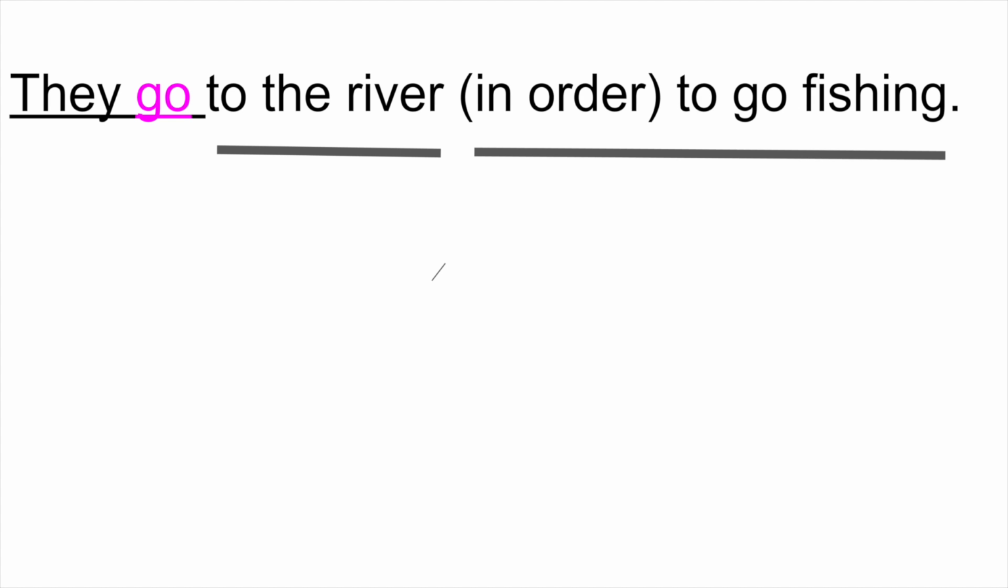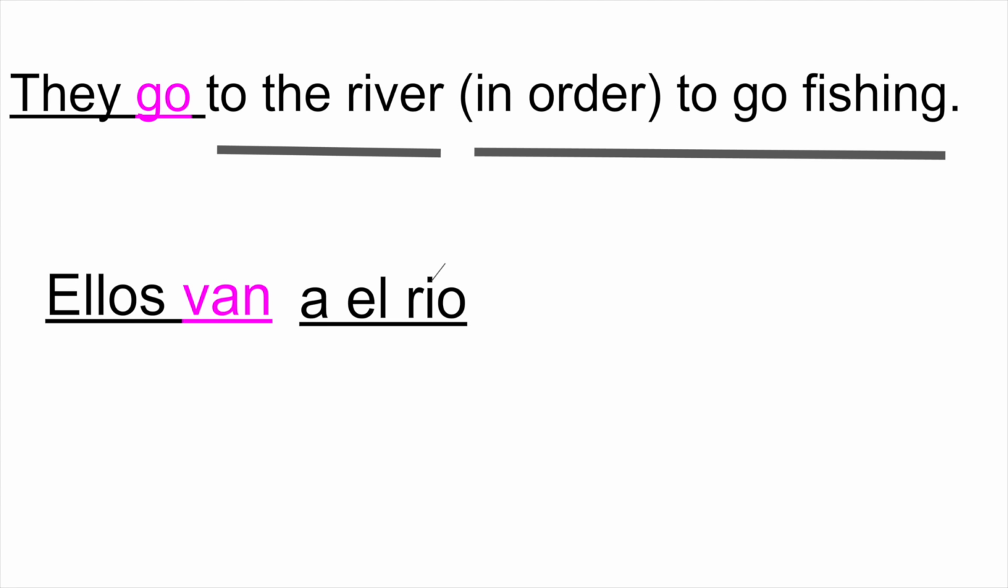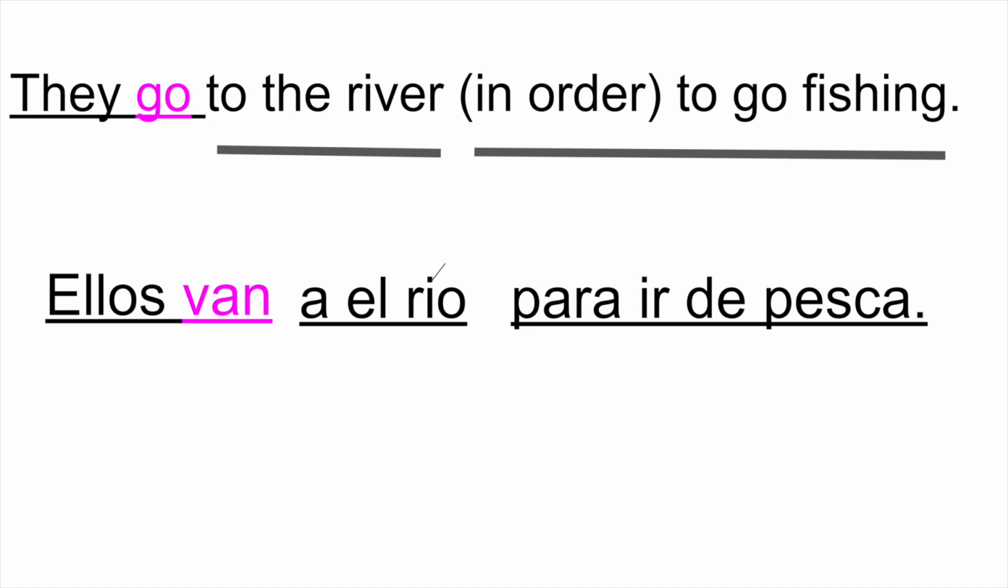Number 2, they go to the river in order to go fishing. So chunk your sentence and think in chunks of information. They go is pink. So what are your 5 forms of go? Voy, vas, va, vamos, van. And you should get ellos van a el río para ir de pesca. And if you remember, since this is río and we chose el, a plus el becomes al. So I hope you got that.